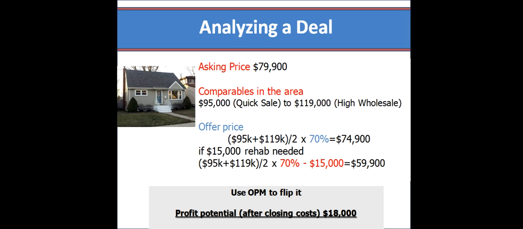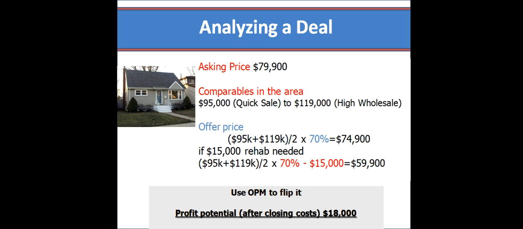The quick sale is property that has probably sold in 60 days or less, and the high wholesale has probably gravitated to 60 days or more. The value seems to have fallen between these two for most of the sales over the last 6 months. So you're going to take the quick sale and the high wholesale and average them out. You divide by 2 times 70%. In this example, it will give you 74,900. Now, if you estimated some costs for repairs, take the $15,000 and subtract it from that. So your offer will be 59.9.